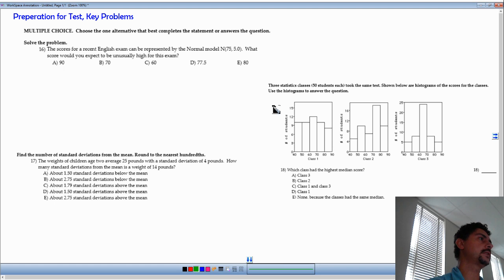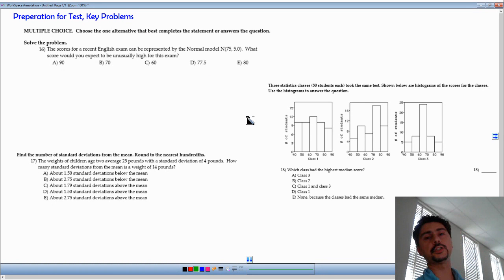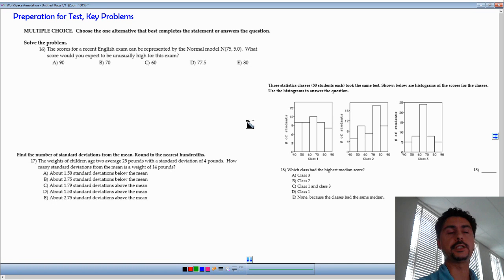Okay, class, what I'm focusing on today is preparations for the test and a couple key problems. Just a note, problem 15, don't worry about it too much. It's really not that important. It will not be on the test. And if it is, I'll nix that type of problem.